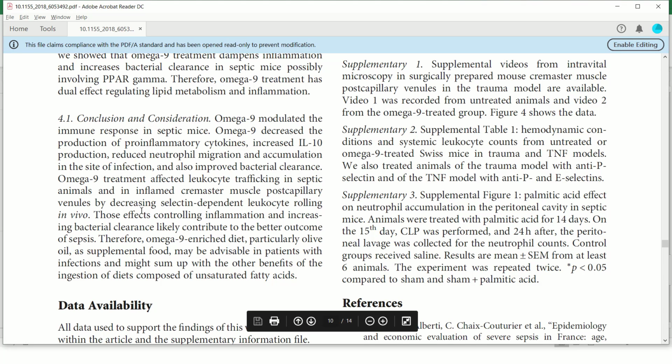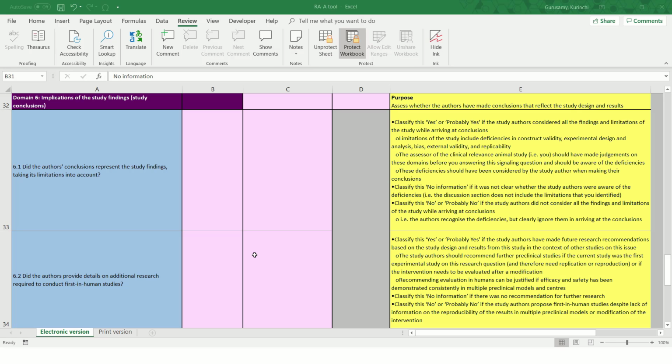Here they gave this supplemental food before the cecal ligation and puncture, but here they are talking about it being advisable in patients with infections. That means the treatment is started after the infection, and might sum up with other benefits of the ingestion of diets composed of unsaturated fats. That's clearly not correct. So I'll put probably no.